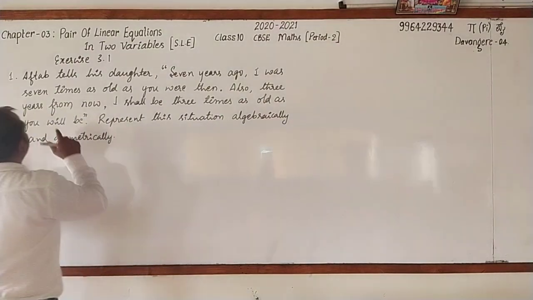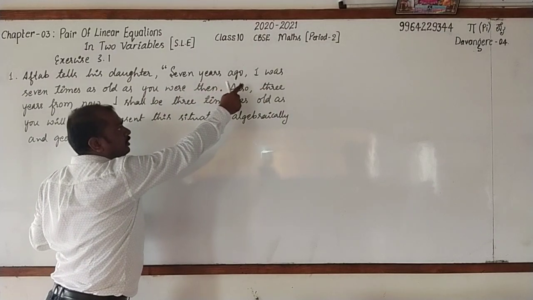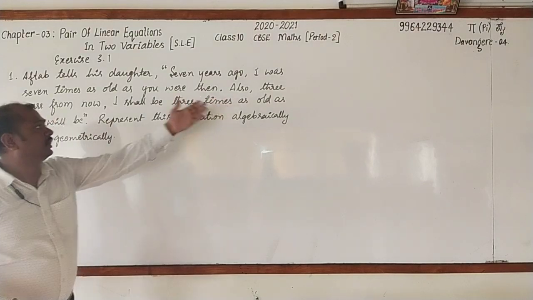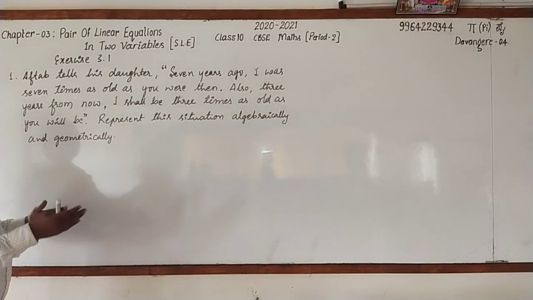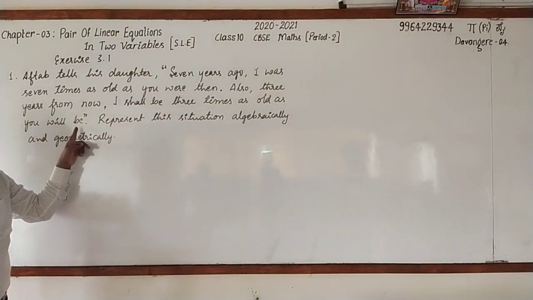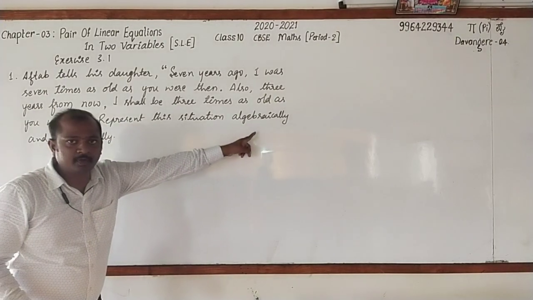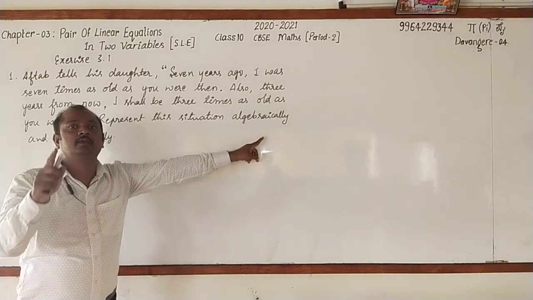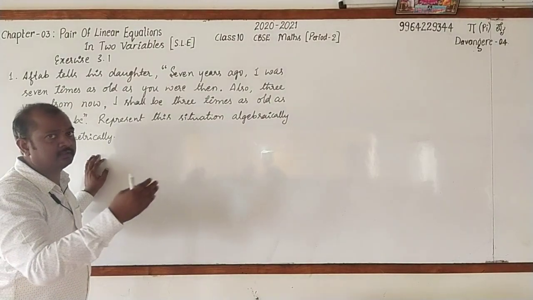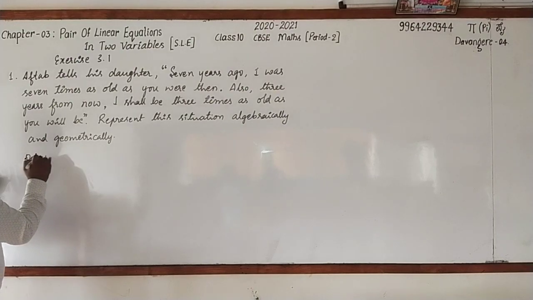Observe it. Aftab tells his daughter that 7 years ago I was 7 times as old as you were then. Also, 3 years from now, that is after 3 years, I shall be 3 times as old as you will be. This statement should be represented algebraically, means converted into equations. Then, geometrically, we have to represent that in a graph. First, let us go for writing the data.